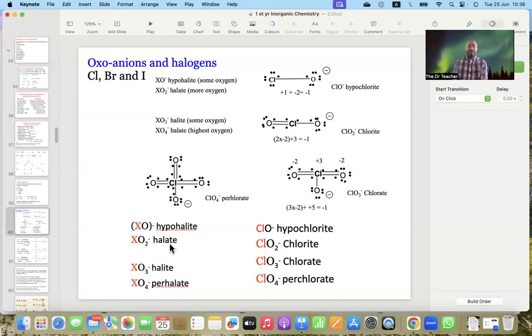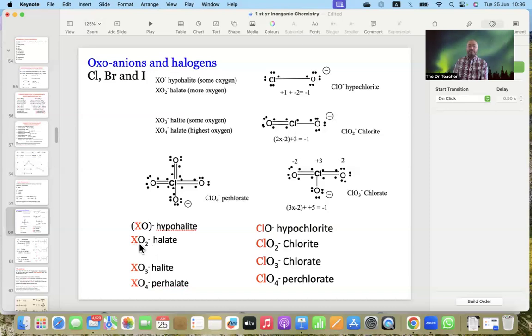So now we have here the summary of hypohalite. It's the halogen and oxygen, -1. Hypohalite. Like what? Hypochlorite. ClO minus 1. Hypochlorite.